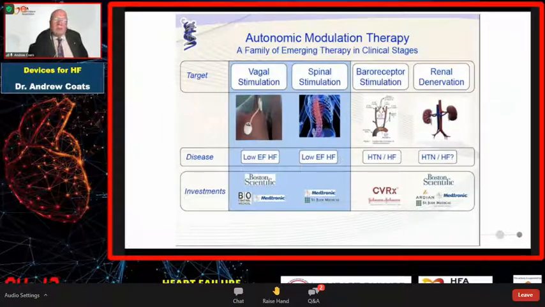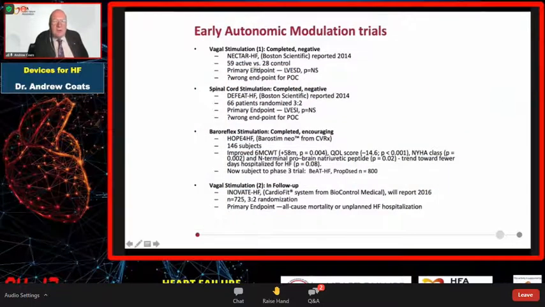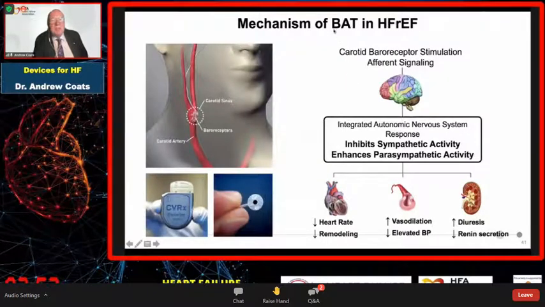The trials are small, none of these companies are very wealthy, and so some of these early trials had very small numbers: 59 active versus 28 control for vagal stimulation, 66 patients for spinal cord stimulation, 146 for baroreflex, and the largest one, 725 for vagal stimulation. None of these were definitive, but the one with the most exciting results to date is baroreflex activation therapy, the CVRX device called Barostim, and that is designed to stimulate the carotid sinus, activates the baroreflexes, and leads to reflex withdrawal of sympathetic tone and augmentation of vagal tone. That leads to reduction in heart rate, an improvement in remodeling, vasodilatation, a reduction in blood pressure, and an increase in diuresis, because it's acting like an autonomic modulating therapy.